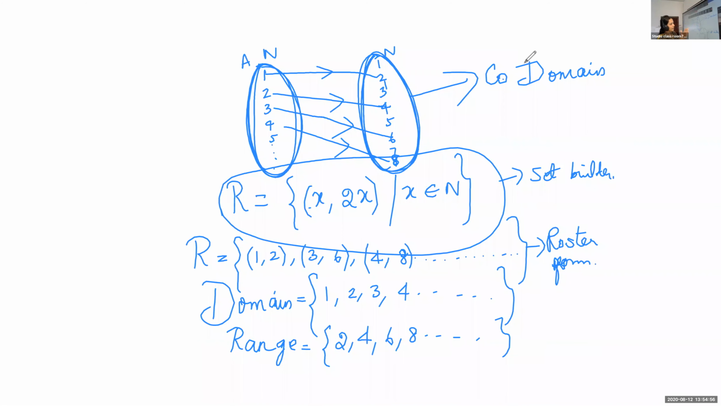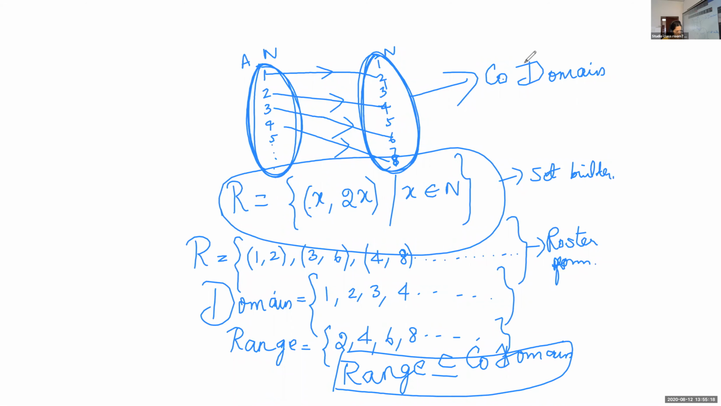So what is the term you can use? If the elements in one set are contained in another set, it is a subset. Very good. Range is a subset of codomain. So keep it in mind: range should always be a subset of codomain. Is it clear?